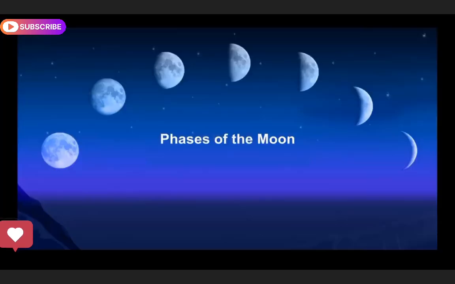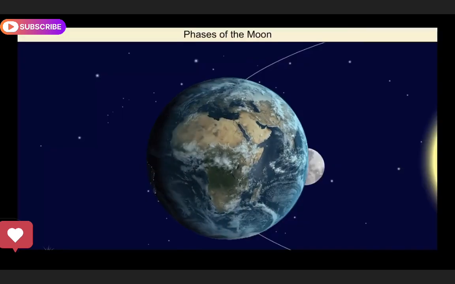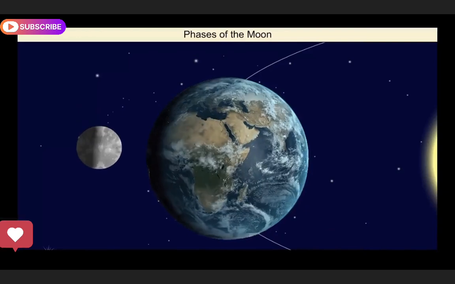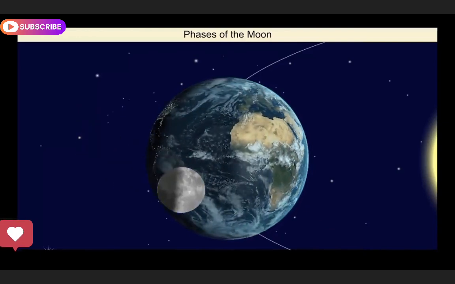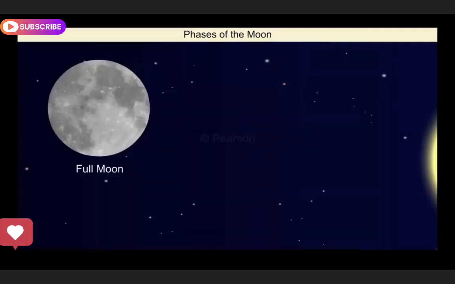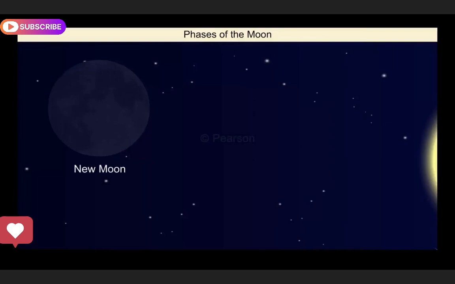Phases of the Moon. As the Moon circles the Earth, the shape of the Moon appears to change. This is because different amounts of the illuminated part of the Moon are facing us. The shape varies from a full moon to a new moon.